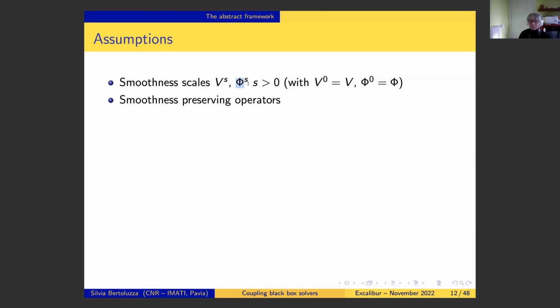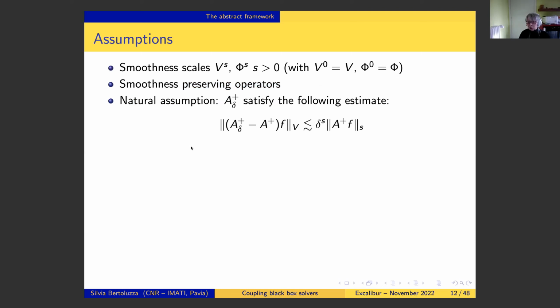And the same I do for the space phi, where phi_0 is phi, and phi_s is smoother functions of s degrees of smoothness. And I need, of course, my operators to preserve the smoothness when they go from, for instance, V_s to phi_s. If the function is in V_s, and I apply an operator that brings it into phi, the result must be in phi_s, or something like that.